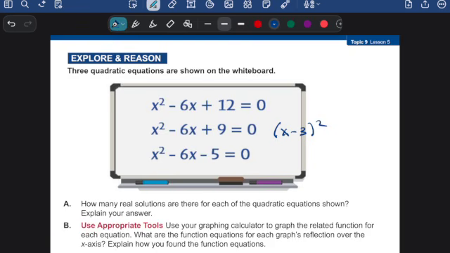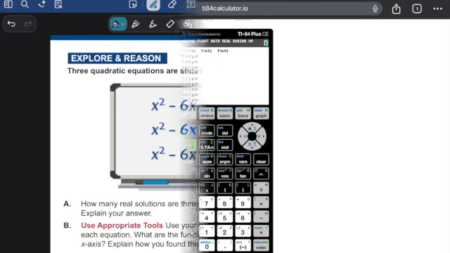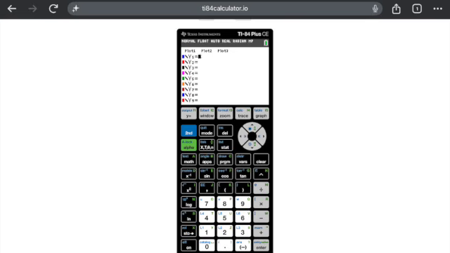Let's get out our graphing calculators and graph them and then actually see if we can find the solutions. So on your graphing calculator, go to y equals, and then we're going to type in the three equations. x squared minus 6x plus 12 is the first one. Second one is x squared minus 6x plus 9. And the third is x squared minus 6x. They all have the same linear term, minus 6x, so just different constants. Let's graph it and see what we have.